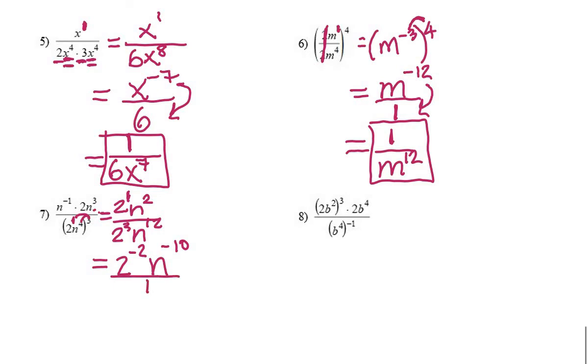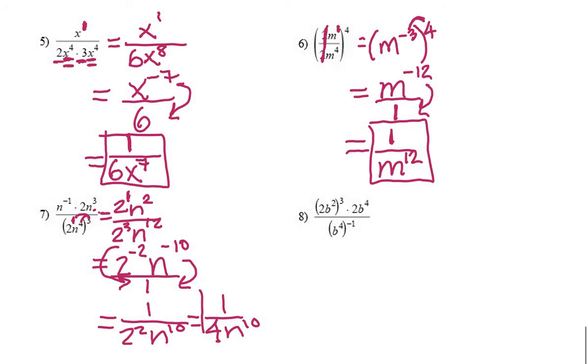As always, I want my exponents to be positive, so I'm going to actually move both of these to the bottom of a fraction. And I get 1 over 2 squared n to the positive 10, which is 1 over, 2 squared is 4, so 1 over 4n to the 10th power.